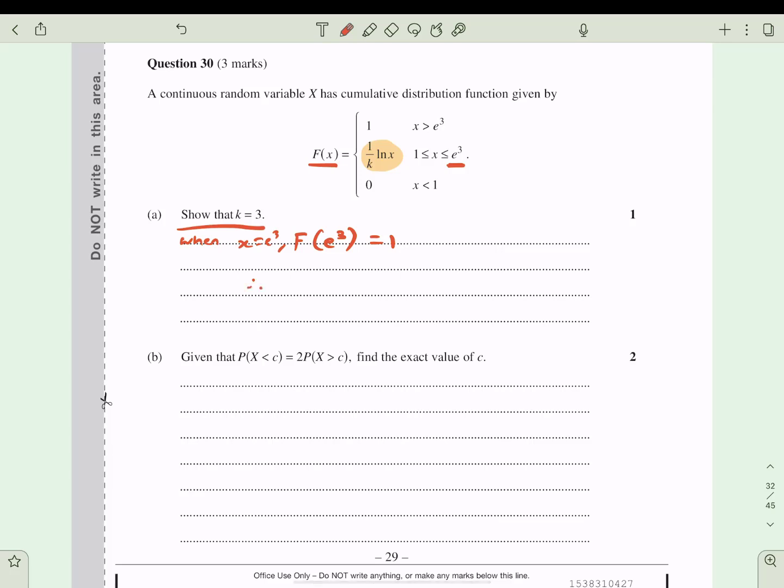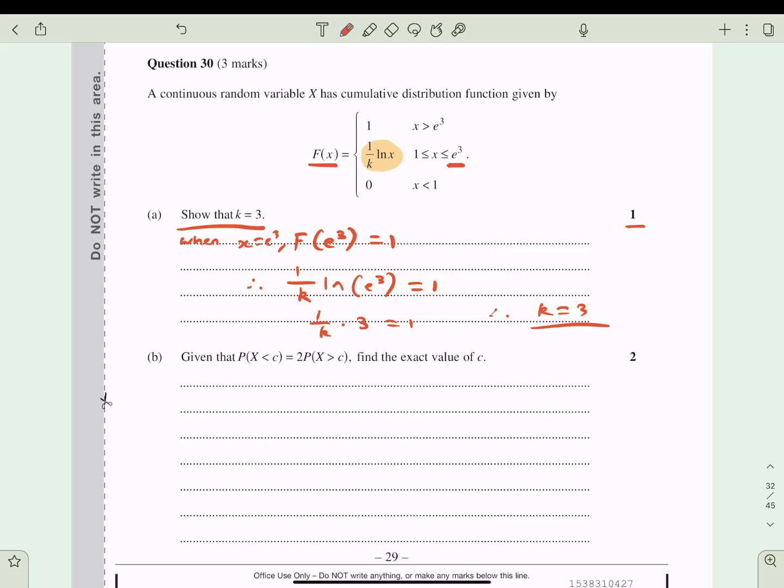Therefore, substituting that into our equation, 1 on k ln e to the power 3 equals 1. 1 on k times 3 equals 1. So therefore, k must equal 3. Okay, so that's for 1 mark.